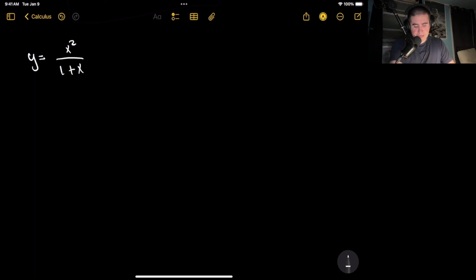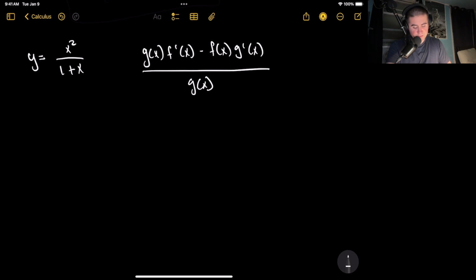All right, let's do this last one. So, of course, there's two functions being divided. So, again, we need to use the quotient rule here. We have g of x times f prime of x minus f of x times g prime of x over g of x squared. All right, so our f of x is going to be x squared, and our g of x is going to be 1 plus x.